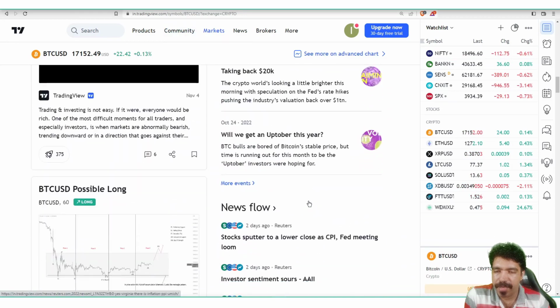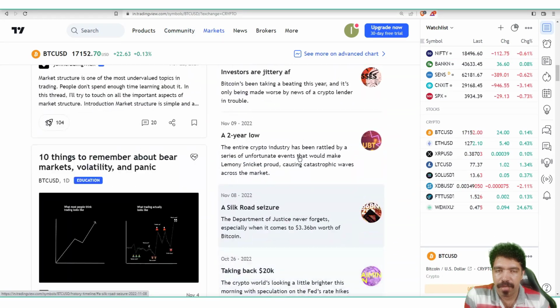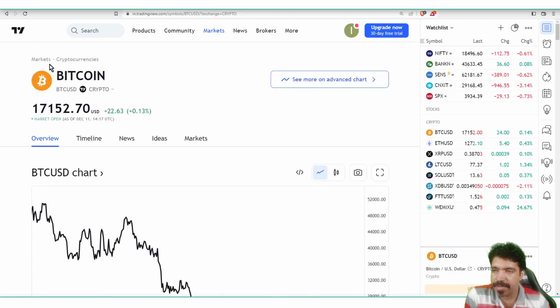So that's how you can do some analysis and get some news for the selected cryptocurrency under the overview tab.